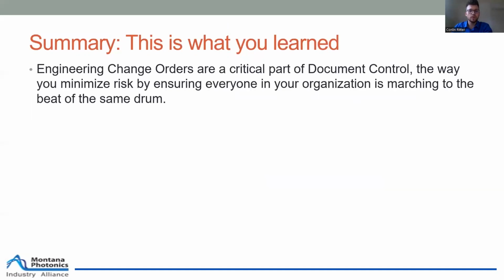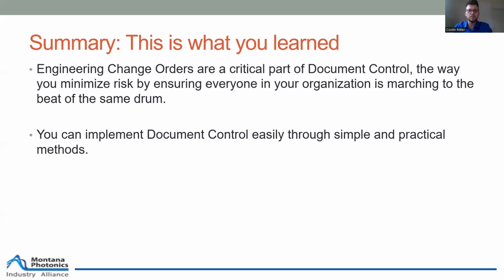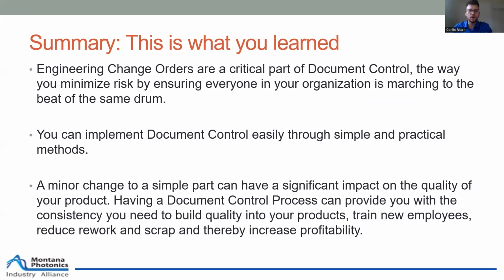In summary, you've learned that engineering change orders are a critical part of document control, which is the way you minimize risk by ensuring that everyone in your organization is marching to the beat of the same drum. You can implement document control easily through simple and practical methods. And a minor change to a simple part can have a significant impact on the quality of your product. Having a document control process can provide you with the consistency you need to build quality into your products, train new employees, reduce rework and scrap, and thereby increase profitability.